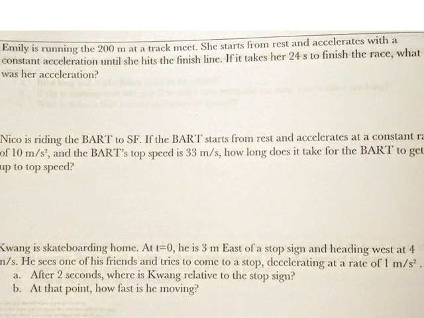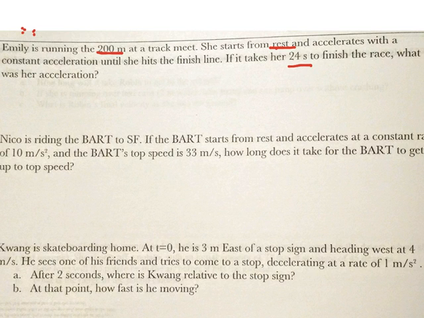Alright, so coming back to this problem, looking at number 1. First step: Emily is running the 200 meter at a track meet. Alright, so I see some numbers here, I'm going to underline that. She starts from rest, okay, that tells us something about what she's doing, and accelerates with constant acceleration until she hits the finish line. If it takes her 24 seconds to finish the race, that sounds important, what was her acceleration? Alright, so that's the first step: read and start underlining important information. I may not have hit all the important information, I may have hit too much, but I underlined some things that I felt were going to be important to the problem.